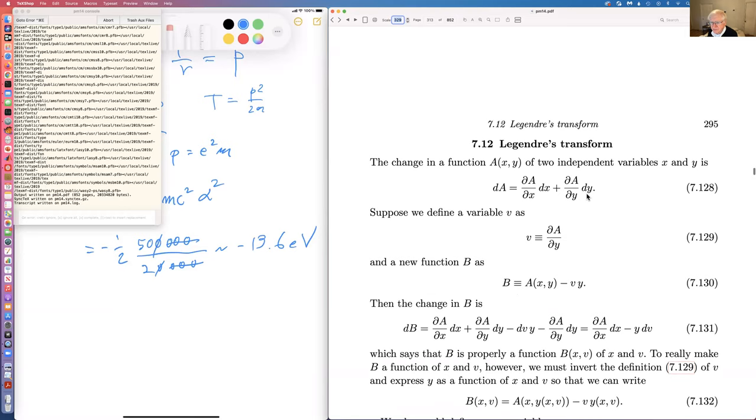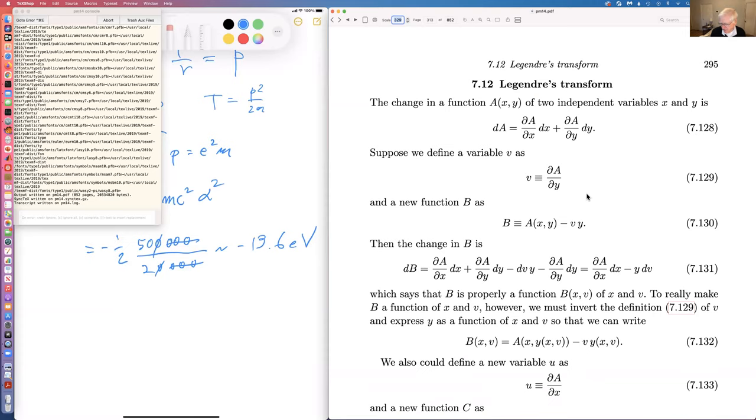Another topic here is a transformation that Legendre introduced. It's basically a change of function of two variables, X and Y, obviously that. And so what Legendre said, well, suppose we define a new variable as this partial here. And you know, most people wouldn't think of doing that, but he thought of doing it. And so then he defined a new function, B, as A minus VY. And then he noticed, well, what's dB? Well, dB is partial A partial X, dx plus partial A partial Y, dy.